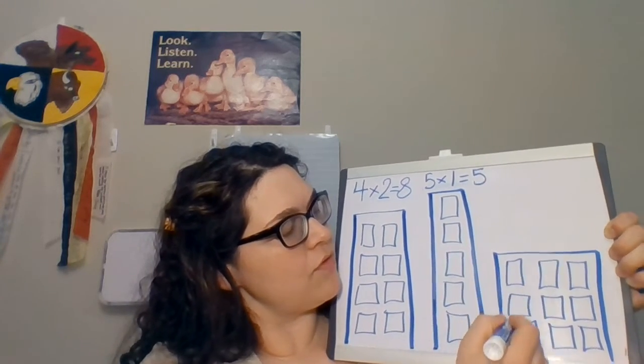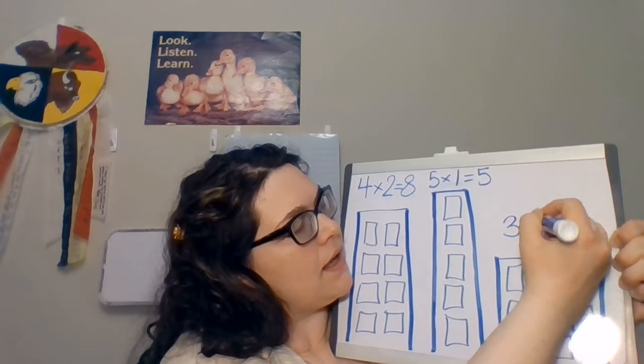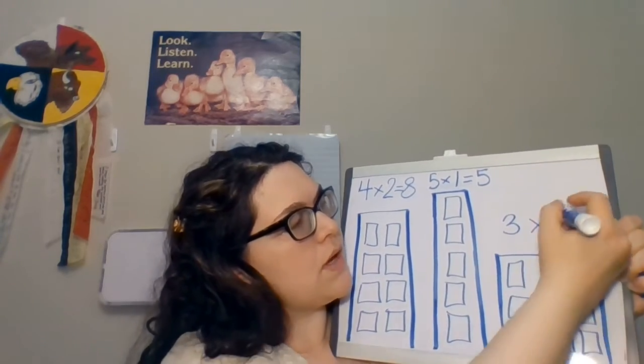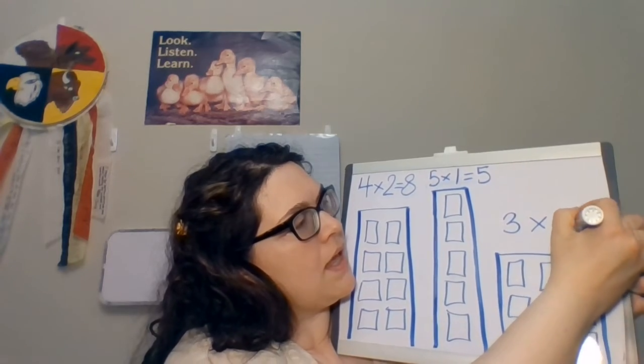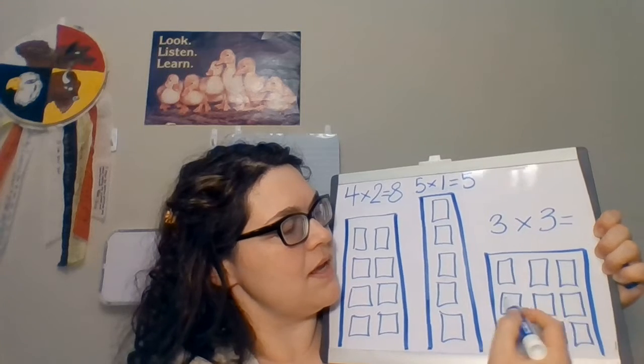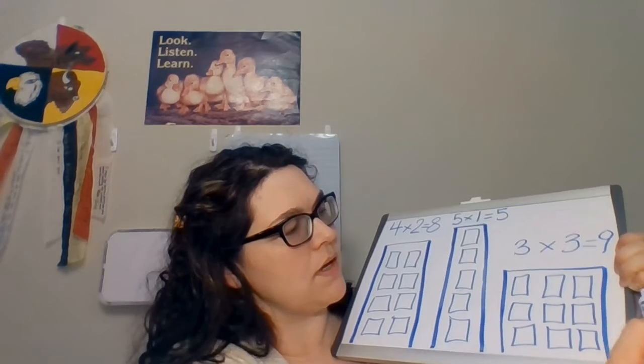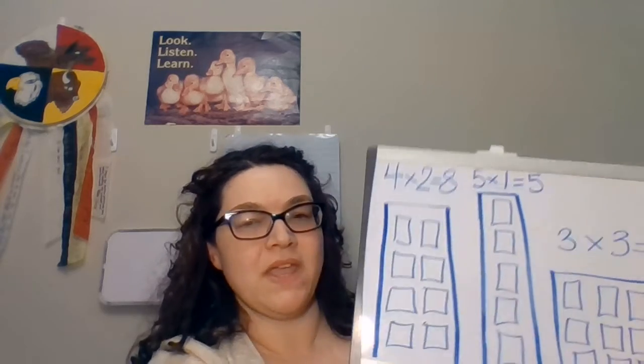Finally, here we have 3 rows, 1, 2, 3, times 1, 2, 3 columns. And if we count by 3s, which I hope you've been practicing, 3, 6, 9. So 3 times 3 equals 9.